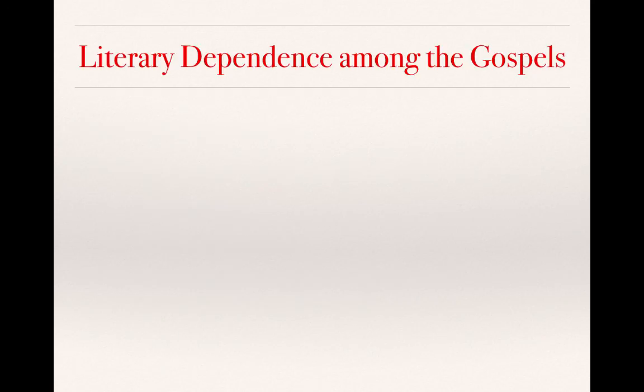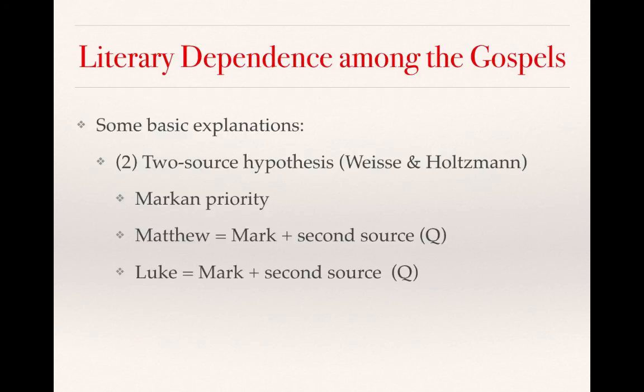Another example is what is known as the two-source hypothesis, and this is associated with the scholars Weiss and Holtzmann. Essentially, this thinks that Mark was written first. There is Mark in priority. And then Matthew is the result of Mark and a second source, known as Q. And Luke is basically Mark and that second source, Q. And so Q is simply a shorthand reference for second source.